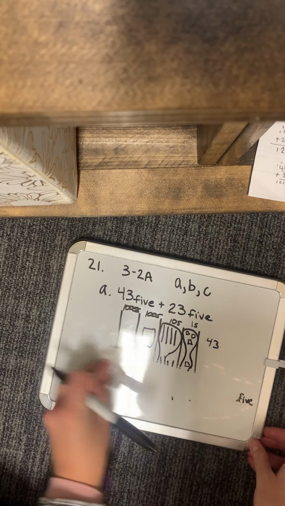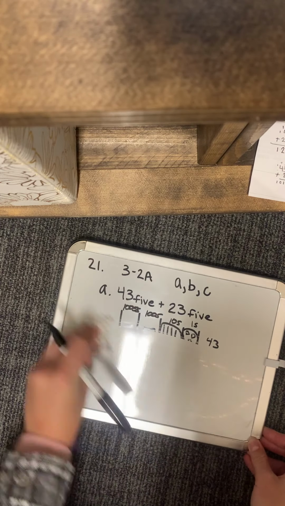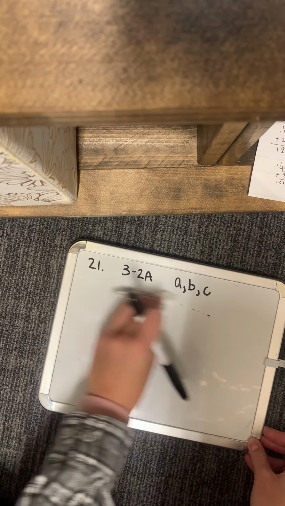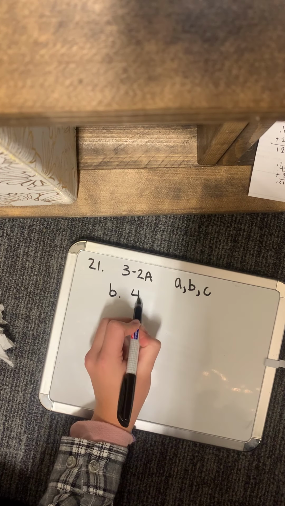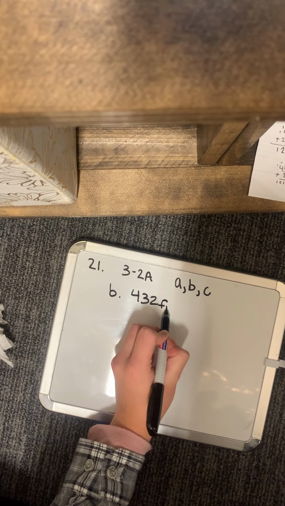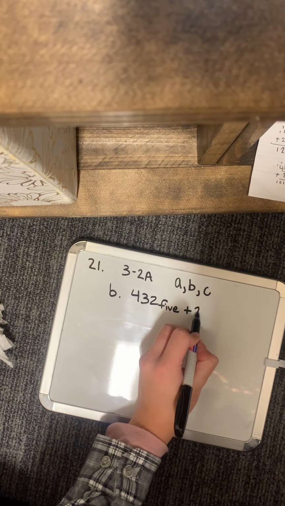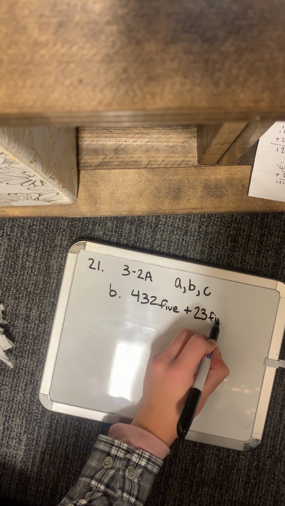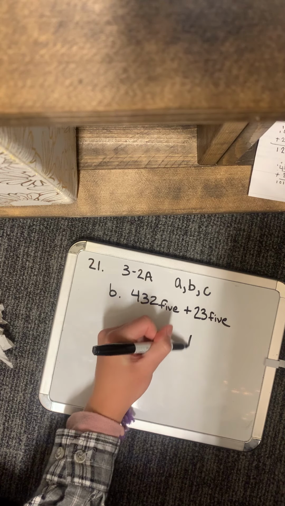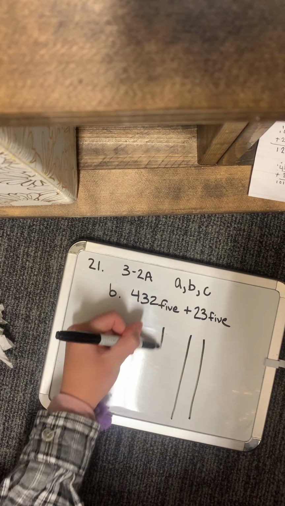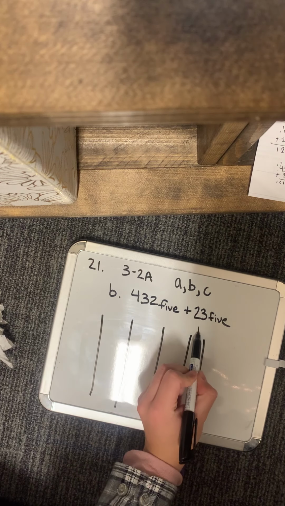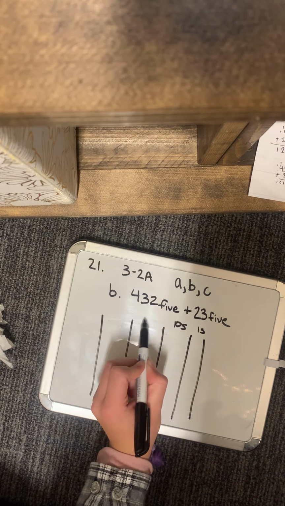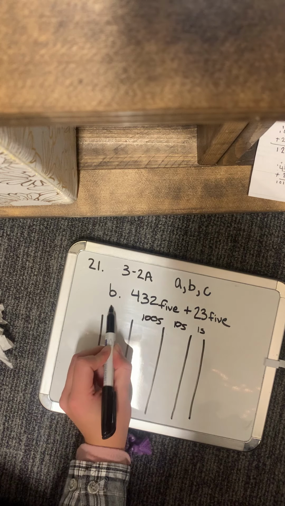Now I'm going to move on, and we're going to do another problem in base 5, but with bigger numbers. So for B, we have 432 base 5 plus 23 base 5. And we're going to use column addition again, so I'm going to make the columns. So we have our ones, our tens, our hundreds, and our thousands.